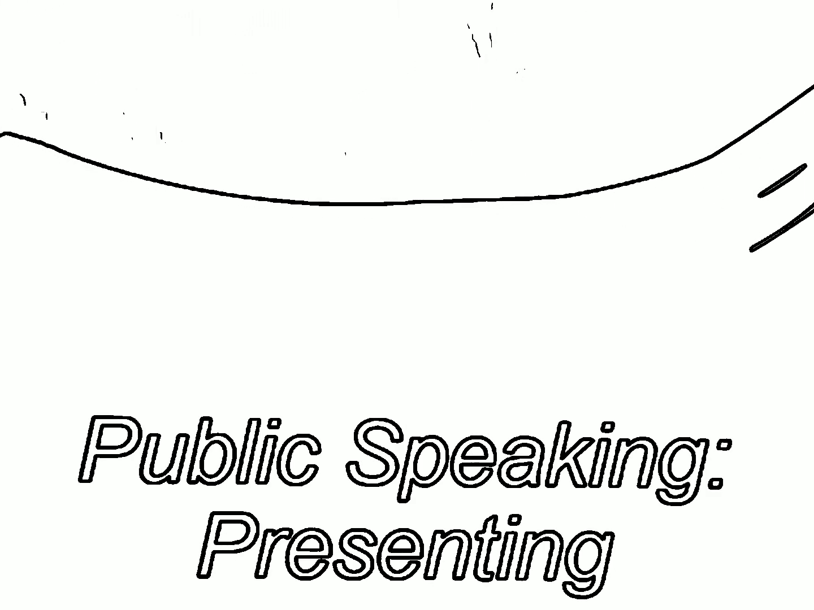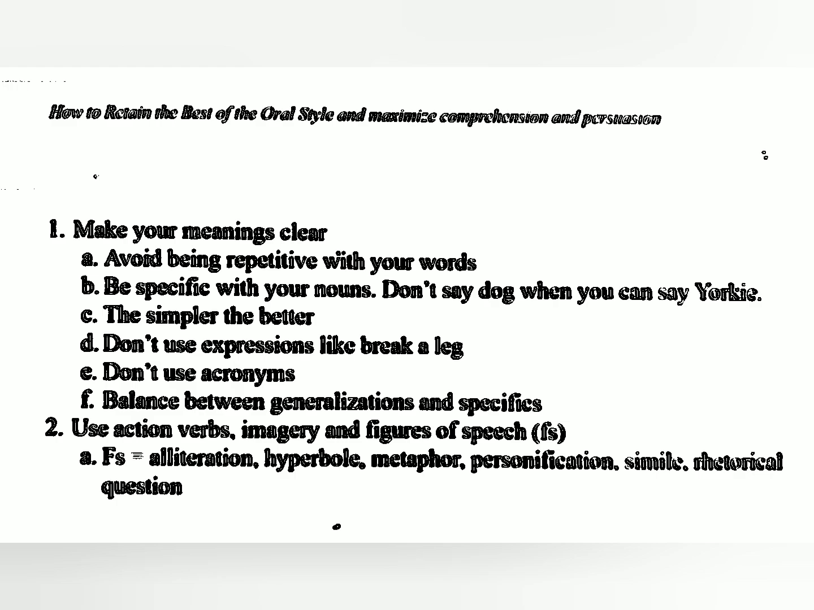Public speaking presenting. How to retain the best of the oral style and maximize comprehension and persuasion. Number 1. Make your meanings clear. A. Avoid being repetitive with your words. B. Be specific with your nouns. Don't say dog when you can say Yorkie.